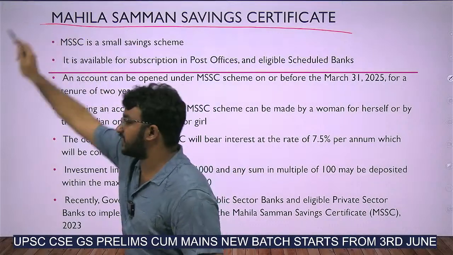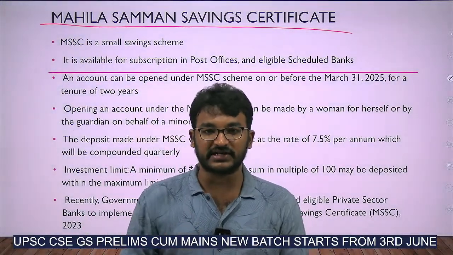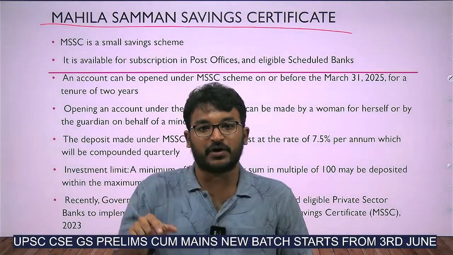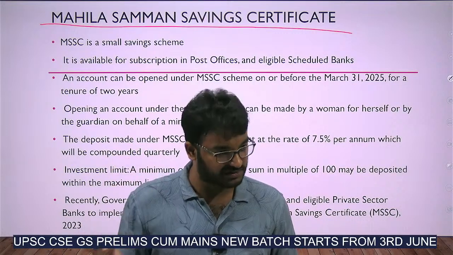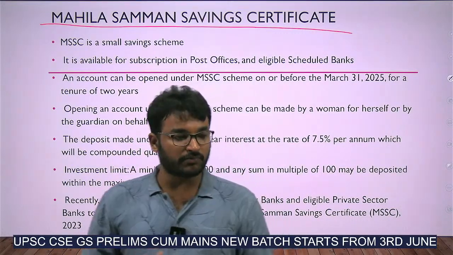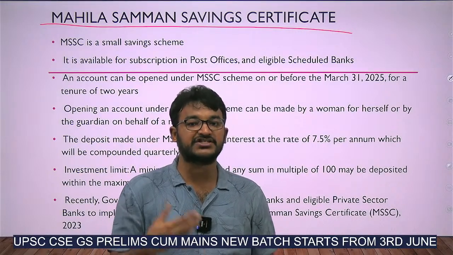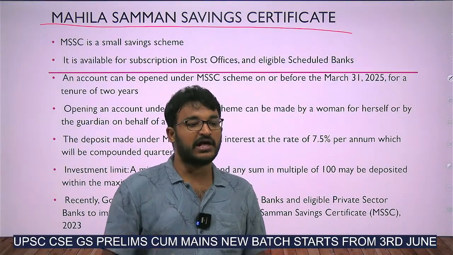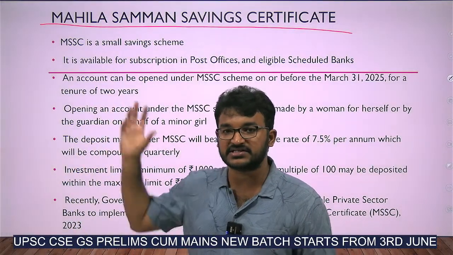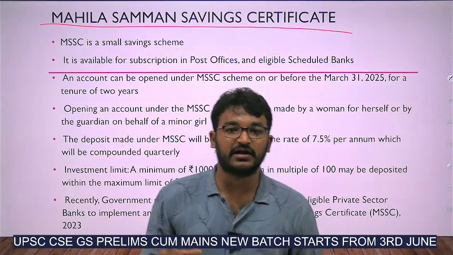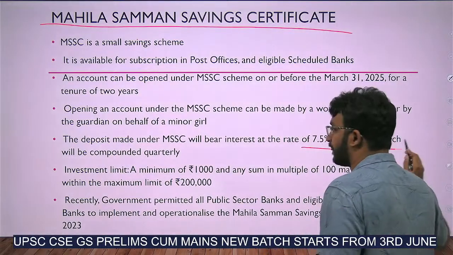Mahila Samman Savings Certificate. This is a small savings instrument recently launched by the Government of India. This is important because questions are asked if any new initiative has been launched. Normally, if we deposit in a savings account or fixed deposit account, the maximum interest rate we get is around 6%. To make this scheme useful, the government has set the interest rate for this scheme at 7.5% per annum.